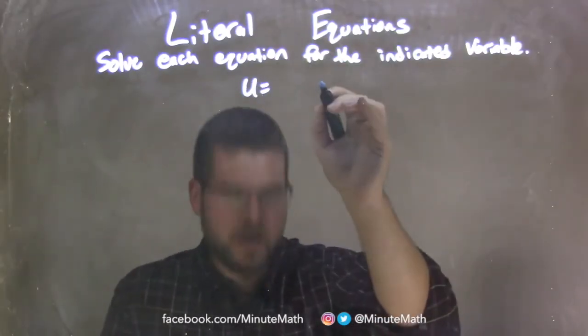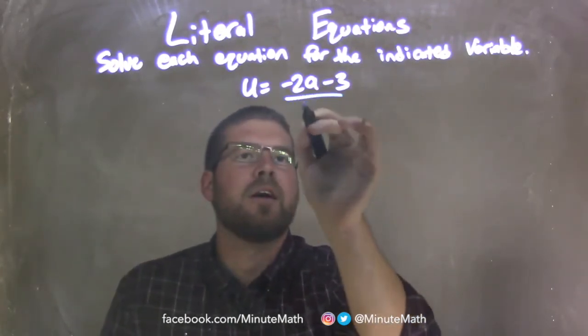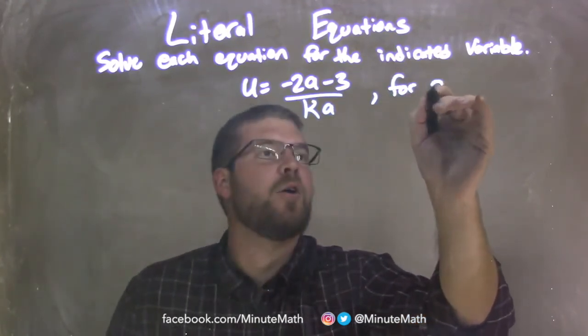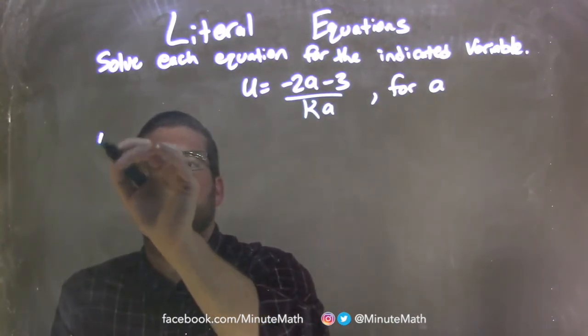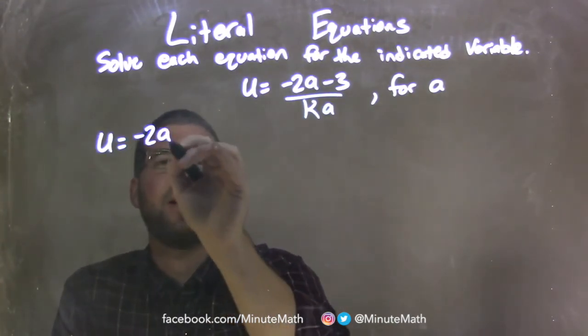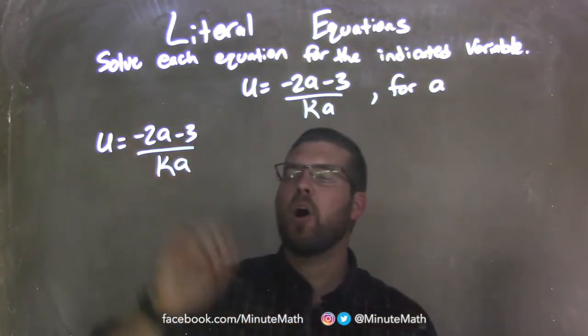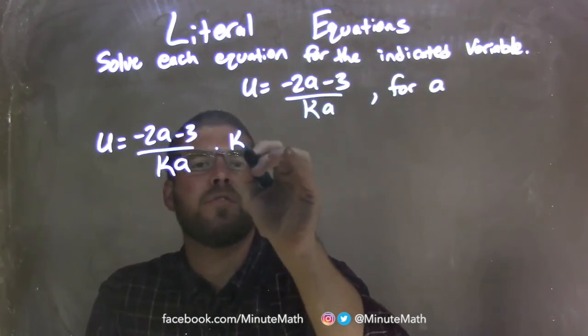u equals negative 2a minus 3, all over ka. And we're going to solve that for good old a. Okay? So I'm going to rewrite my equation over here, so I have some room. u equals negative 2a minus 3 over ka. Well, I want to get all my a's together, but first I'm going to get out of the denominator. So I'm going to multiply both sides by ka.